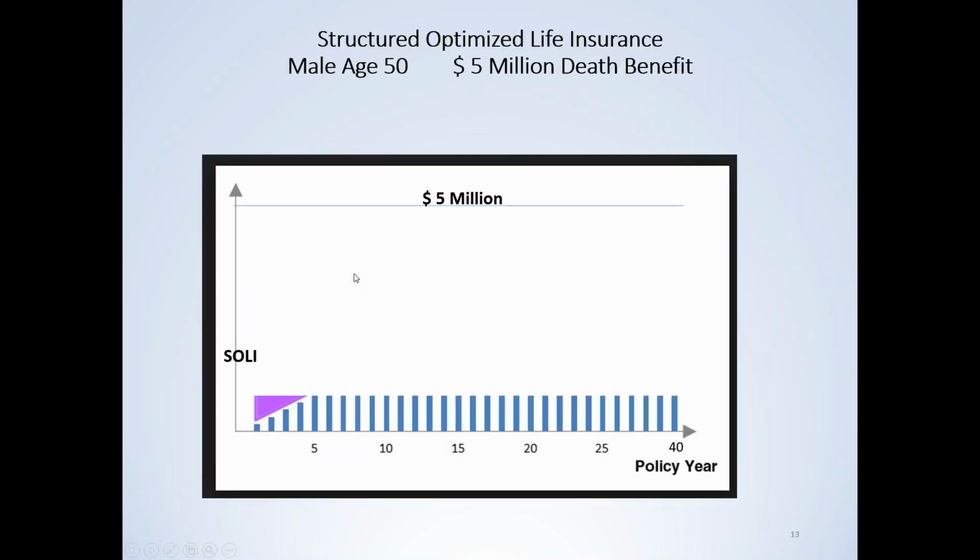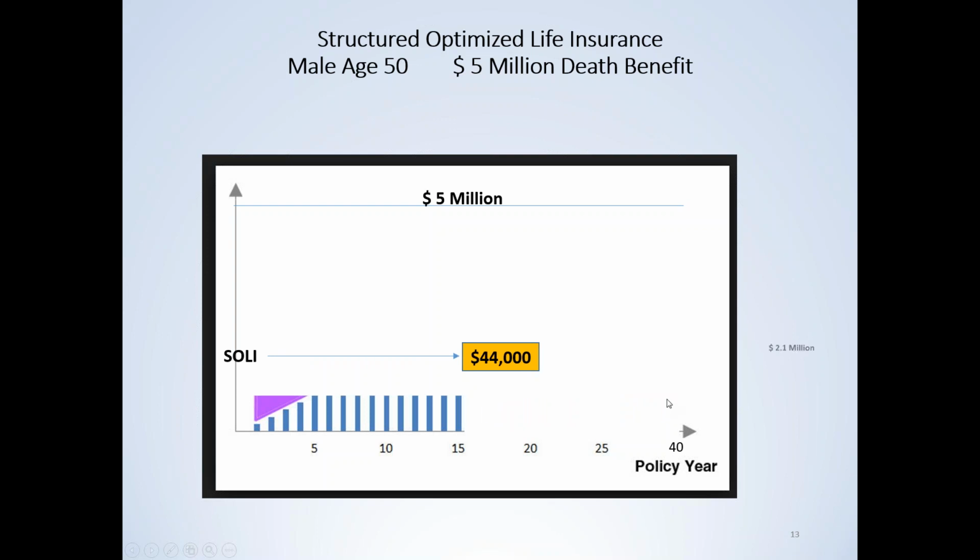So what we're going to do with SOLI is come in slightly north of that, around $44,000. Not much more, but a little bit more. But we don't pay forever. We're only paying for around 15 years. So instead of a lifetime of premiums of $2.1 million, we're coming in at $649,000.